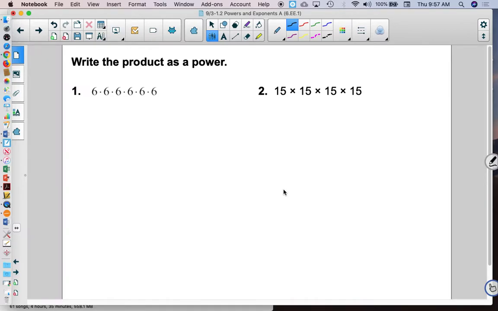Number 1. Write the product as a power on your whiteboard for me. Don't let the people next to you see it. I want to know if everybody knows how to do it, because we can go ahead and keep moving, and if we're all getting it, then we'll move on. We'll get through this, and you'll have time to do your work. Okay?